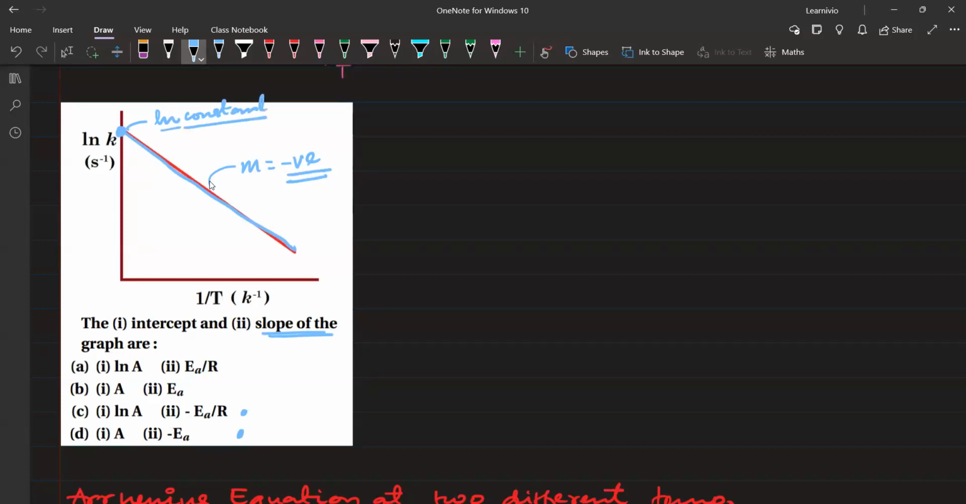ln of some constant will be the value, because the y-axis itself is having ln. So where is ln in the y-axis? It is in option number C, not in D. So D cannot be the option. The correct option is C.